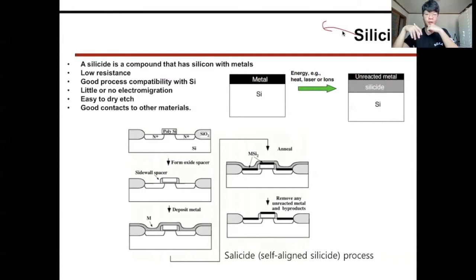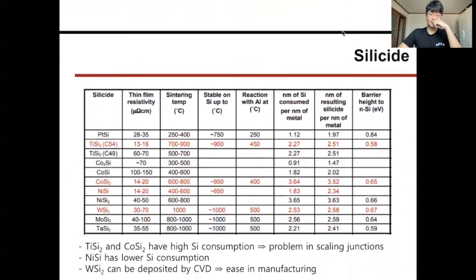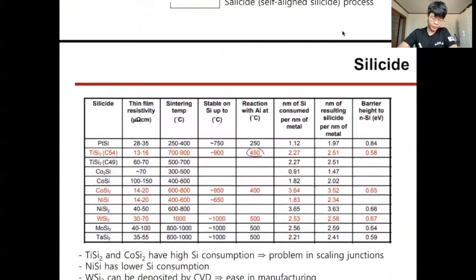To make silicide, we put a metal on the silicon, and then we anneal the metal, giving energy or heat, with a laser or ions. So that makes the silicide. The silicide process is a very low-temperature process, so it has a very low thermal budget.